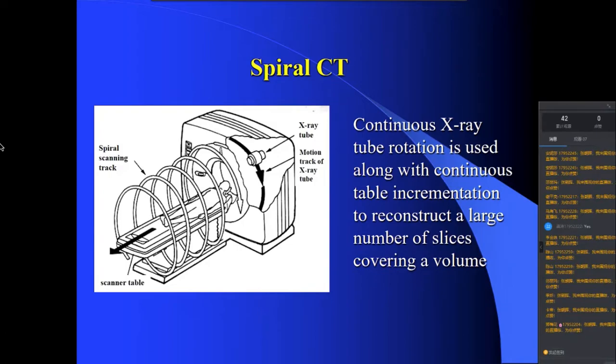And later, spiral CT was developed. Spiral CT image acquisition was a major advance on the early stepwise method. During a spiral CT scan, continuous axial tube rotation is used, along with continuous table incrementation, to reconstruct a large number of slices covering a volume. From the perspective of the patient, the axial beam from the CT traces a spiral path, so it's called spiral CT or helical CT.